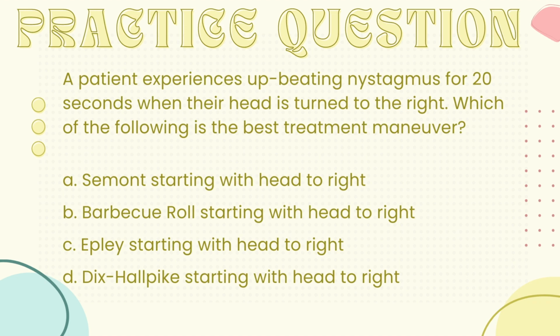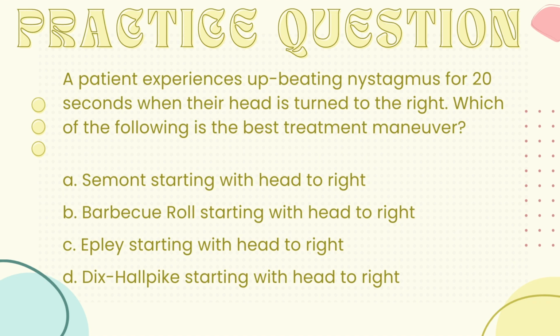So going back through the question, highlighting what we need to know. Upbeating nystagmus means that it is a posterior canal, and then it says for 20 seconds. So this is canalolithiasis, not cupulo, because it is less than 1 minute. And the nystagmus is provoked when the head is turned to the right. So this test is describing Dix-Hallpike with the head turned to the right. So this is right side involvement, but it is not asking what examination item, it is asking what is the best treatment maneuver. So rule out D because that is an examination.